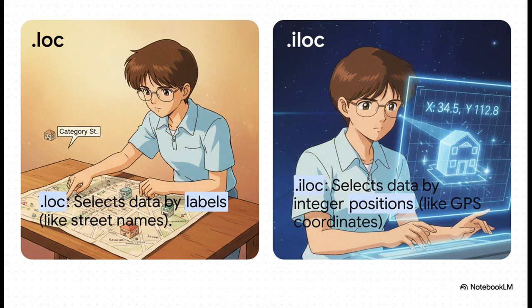But .iloc uses the integer position, the number. It's like using GPS coordinates. Go to row 0, column 1. See? Both get you to the same place, they just use different ways of navigating.